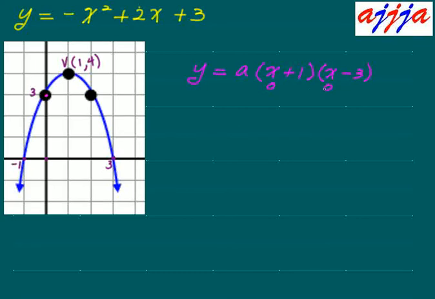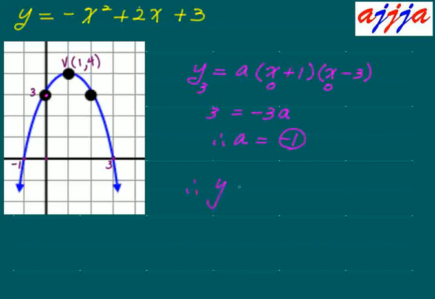That means this is going to be 0. See? This is going to be 0. Then this is going to be 3. Let's calculate. What about 0 plus 1? That's 1. Now, what about 0 minus 3? That's negative 3. So look at that, negative 3a. Negative 3a equals 3. So a equals 3 divided by negative 3, which is negative 1. So all we have to do is plug the negative sign right there.